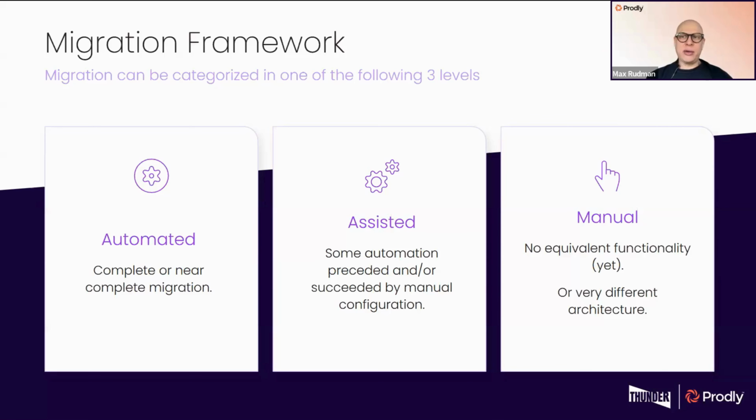That's the automated migration category. The second level below that, I guess I should say, is what we call the assisted category, where some automation is possible, but manual intervention is required before and/or after the migration. And then the last bit is manual, or really rework. This is the case where a particular functionality does not yet exist in RCA, or it's so different that it requires essentially re-implementation. So with that framework in mind, let's talk about the process.